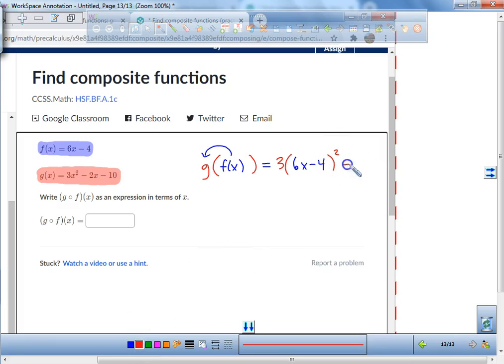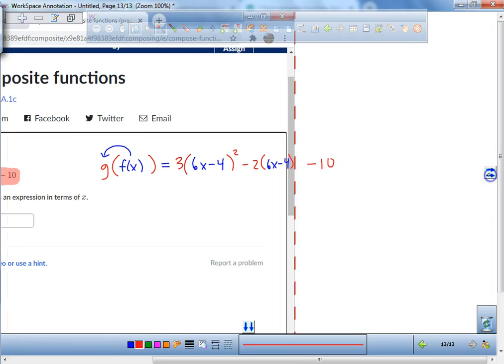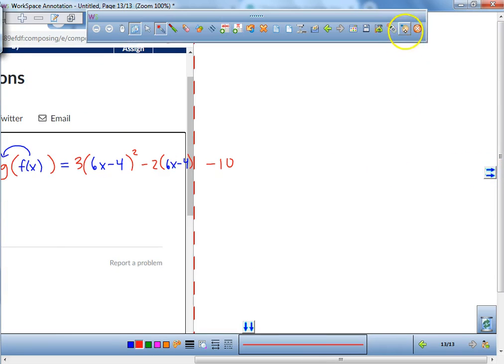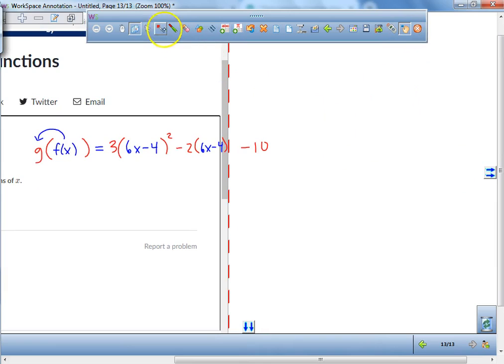Whew. Then I got to do minus 2. I know this is kind of awkward here, that stupid line right there. Minus 2, what do I got to open up? I got to put another 6x minus 4, and I'll clean it up here in just a second. And at the very end, we got to do minus a 10, okay? All right, so I will move over here where there's nice blank paper for us to work through it together, all right? So what does 3 times 6x minus 4 squared actually mean?